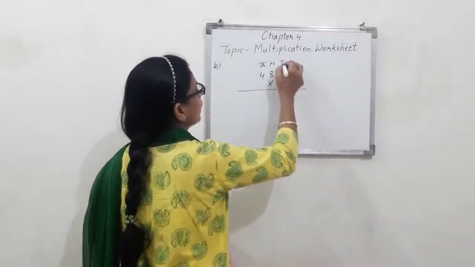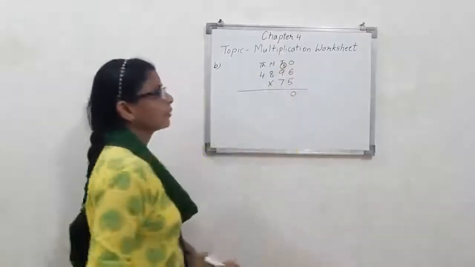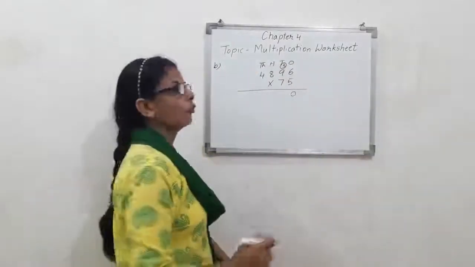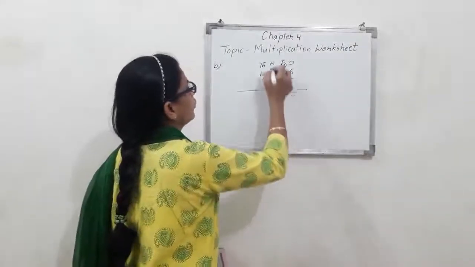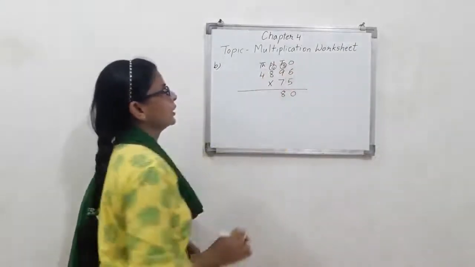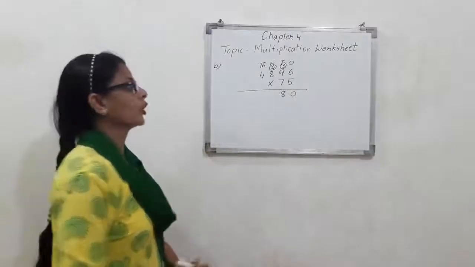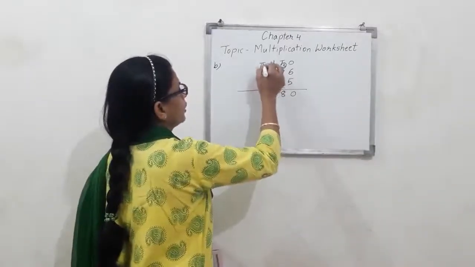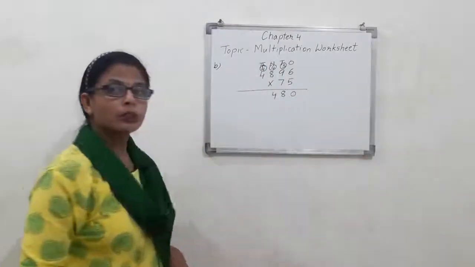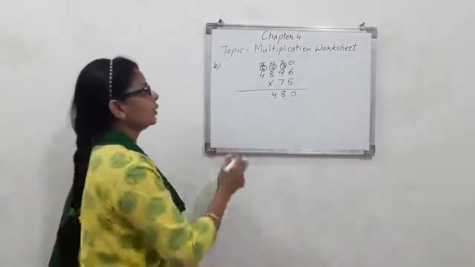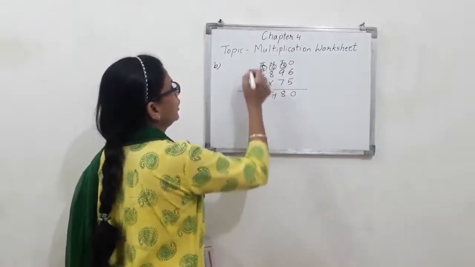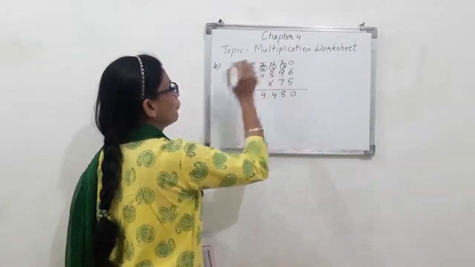0, 3 will be carried on tens place. 5 9s are 45. 45 plus 3, 48. 8, 4 will be carried on the hundred place. 5 8s are 40. 40 plus 4, 44. 4 will be carried on the thousand place. 5 4s are 20. 20 plus 4, 24. 4 will be written on thousand place and 2 will be written on 10,000 place.